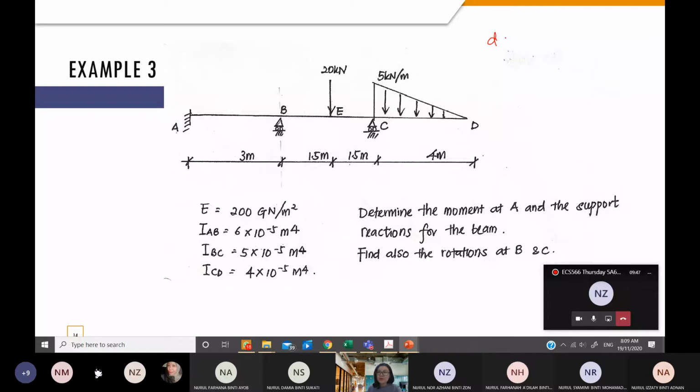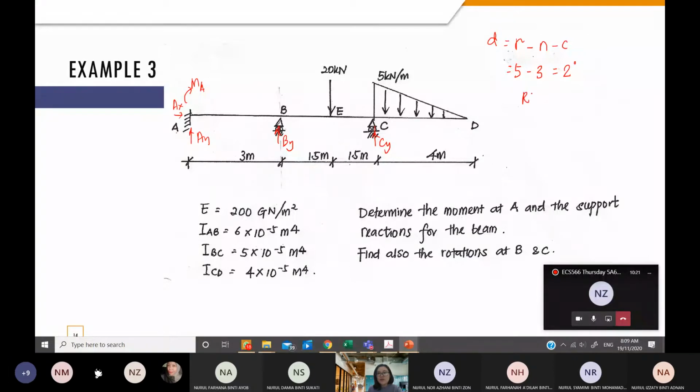Now D is equal to R minus N minus C. In this case, we have fixed supports: AY, AX, and MA. We have BY, and we have CY. Altogether, we have 5 support reactions. We always have 3 for a 2D system, and we do not have any hinge here. Therefore, this system has 2 redundants.